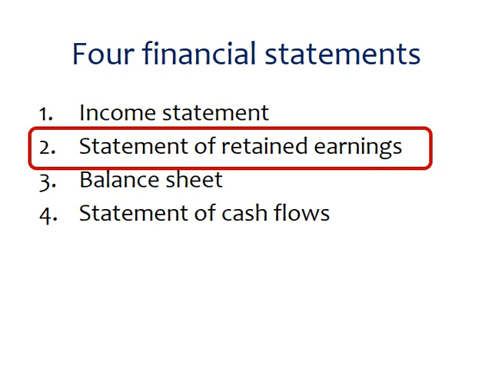There are 4 financial statements. The statements are prepared in the order: the income statement, the statement of retained earnings, the balance sheet, and finally, the statement of cash flows. To follow, we will be walking through the basic construction of the statement of retained earnings, which follows the income statement.